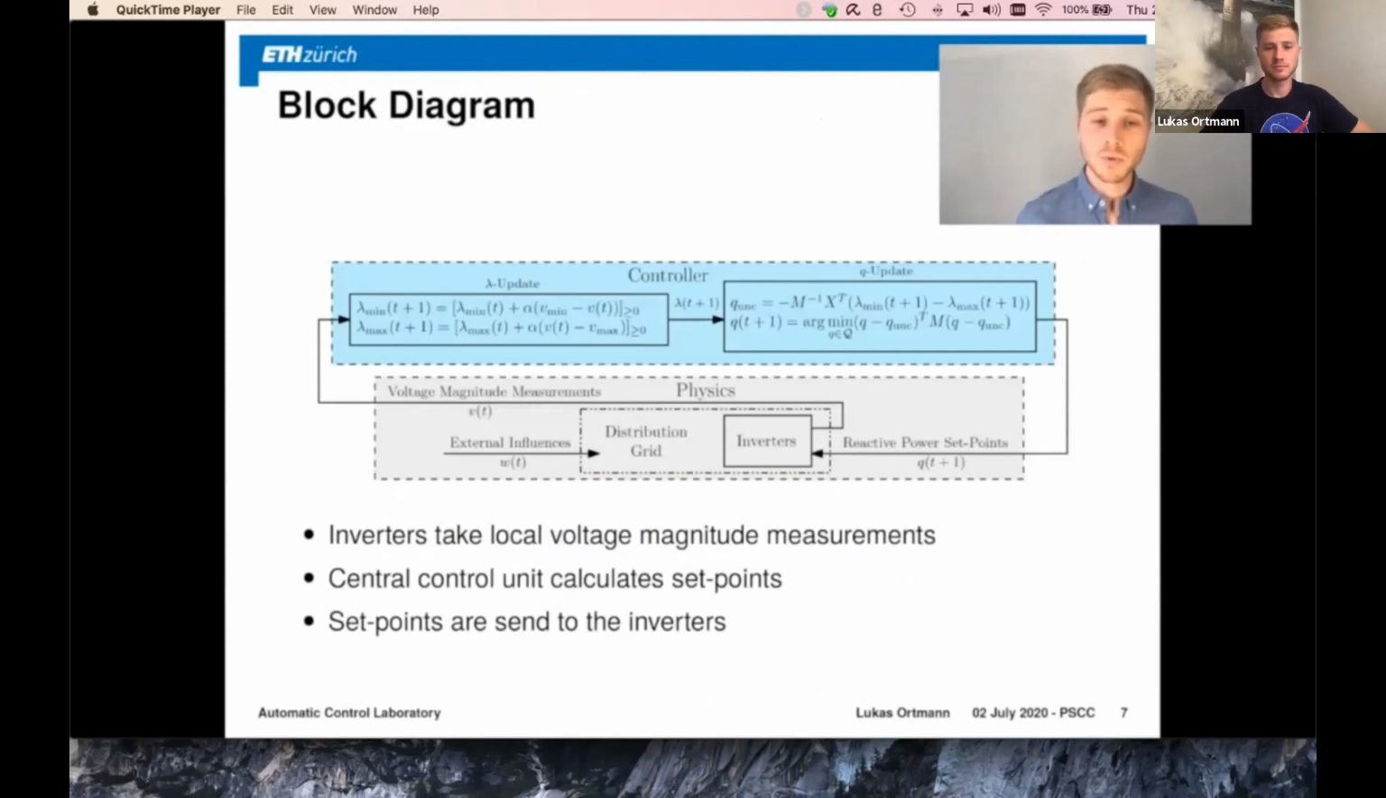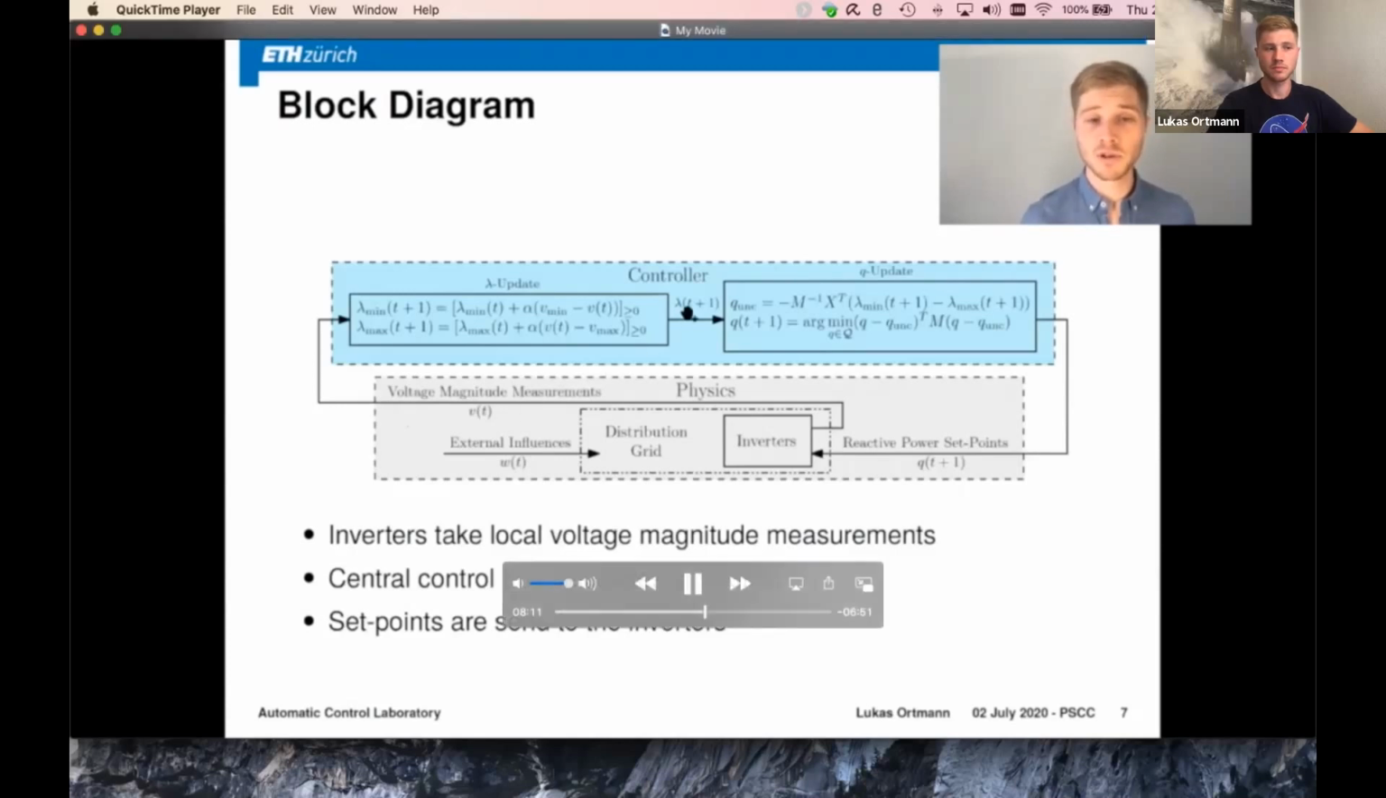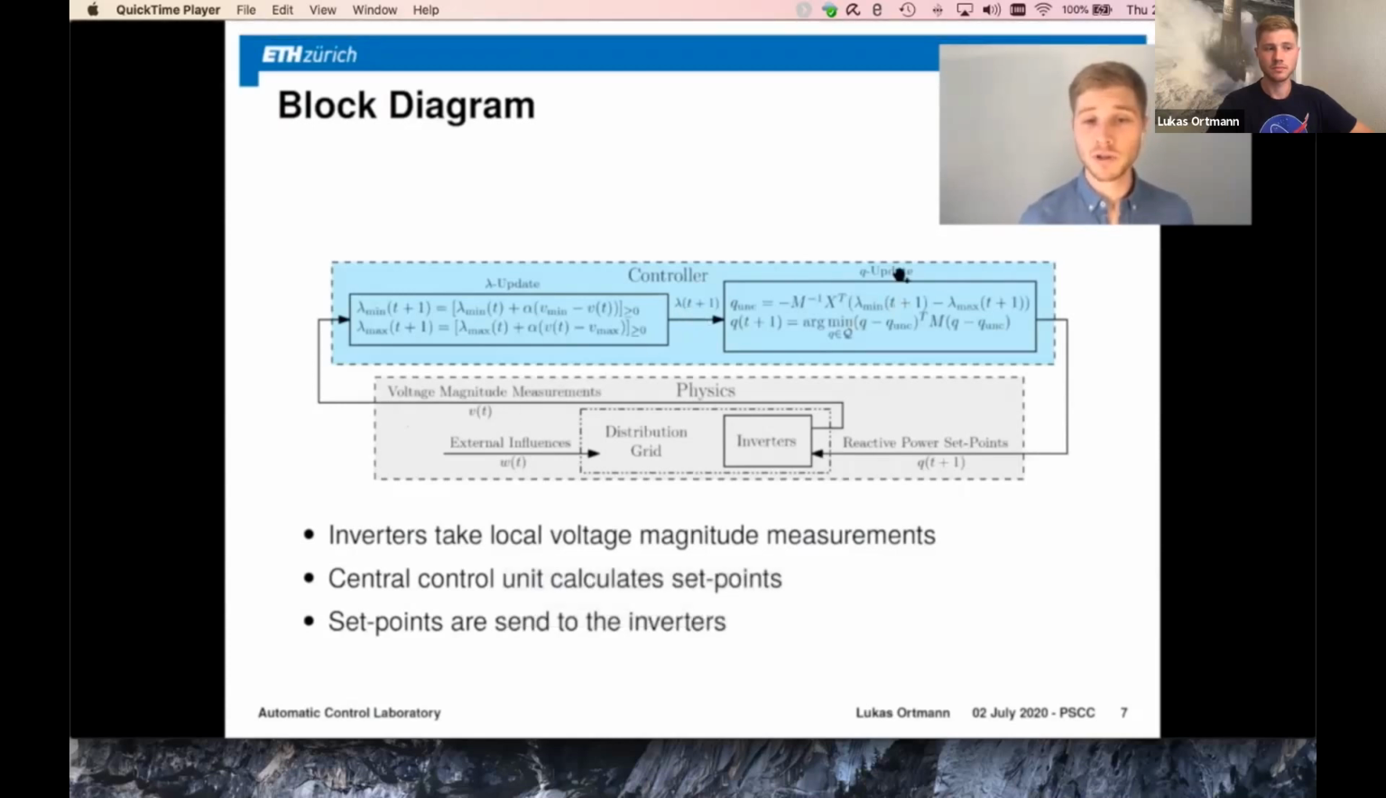In the blue area, we have the controller. The controller consists of this lambda update and the Q update. In the gray box, we have the physics. That is the distribution grid and the inverters. And now what happens is the inverters take a voltage magnitude measurement and send this to the controller. The controller then uses these voltage magnitude measurements to do the lambda update. And with this newly calculated lambda, we're going to do the Q update, as I just showed you on the slide before.